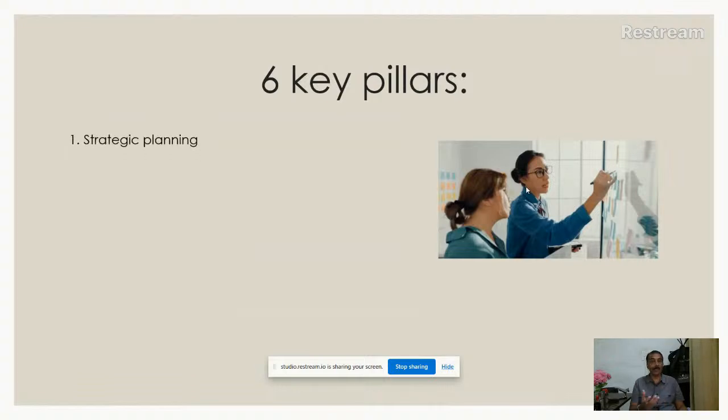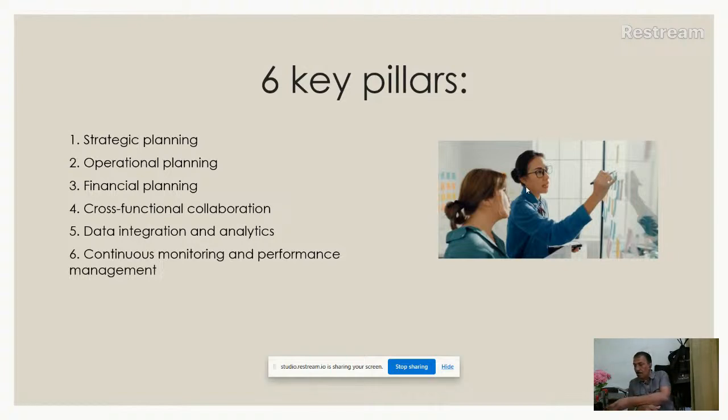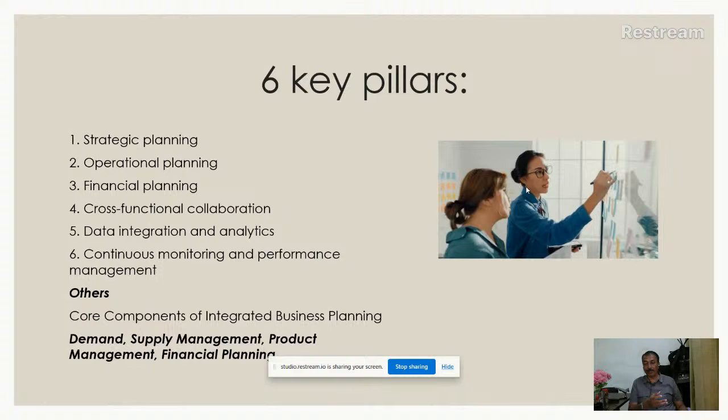As per some of the vendors, the six key pillars of IBP are: one, strategic planning; second, operational planning; third, financial planning; then cross-functional collaboration; data integration and analytics; continuous monitoring and performance management. So it's a part of the digital supply chain, and one of the key aspects is involving supply chain analytics. There are some other vendors who say there are four pillars for integrated business planning, which are demand management, supply management, product management, and financial management. So it's a very simple way of looking at it. In S&OP, we were dealing with only the first two, whereas in IBP, we are going to see all four components.